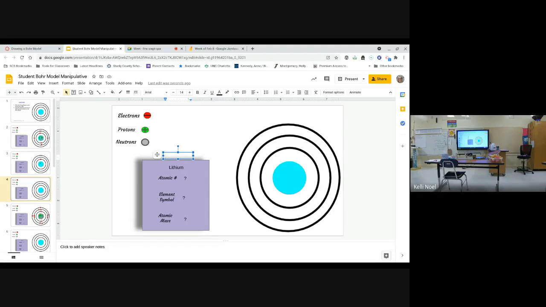There we go, mark that out. Now, on here, we're going to do the same thing. We're going to mark this out. And then we're going to the text box right here, and I want you to type lithium.